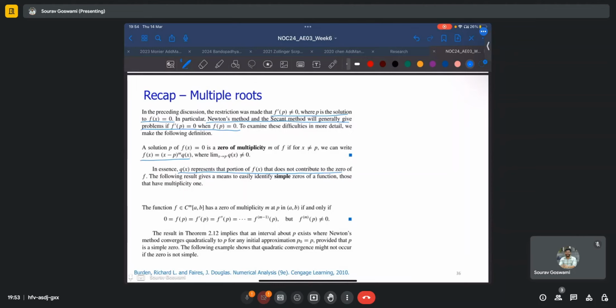Now, any function f which is continuous of order n in the closed interval [a, b] has a zero of multiplicity m at p in the open interval (a, b) if and only if 0 equals f(p) equals f prime of p equals f double prime of p, and so on till the (m minus 1)th derivative of f evaluated at p, but the mth derivative of f evaluated at p is not equal to 0. This indicates that an interval about p exists where Newton's method converges quadratically to p for any initial approximation not equal to p, provided p is a simple zero.